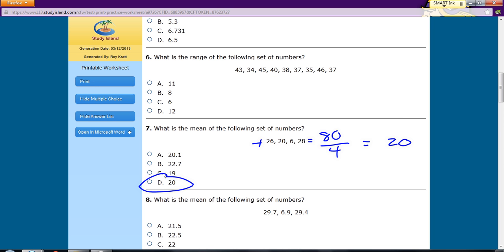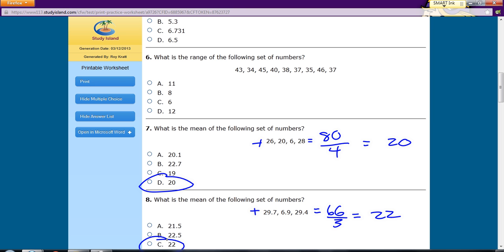Okay, and number 8 is also a mean question, so we can go ahead and look at that one as well. Again, we add them up. 29.7 plus 6.9 plus 29.4 gives us 66 total. And there are 1, 2, 3 pieces of data, so we divide by 3, and we get a grand total of 22, which is choice C over here.